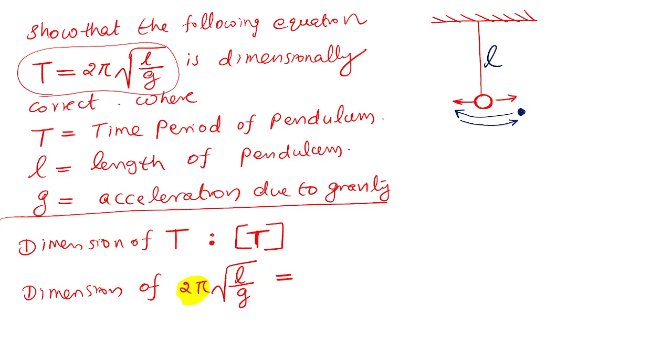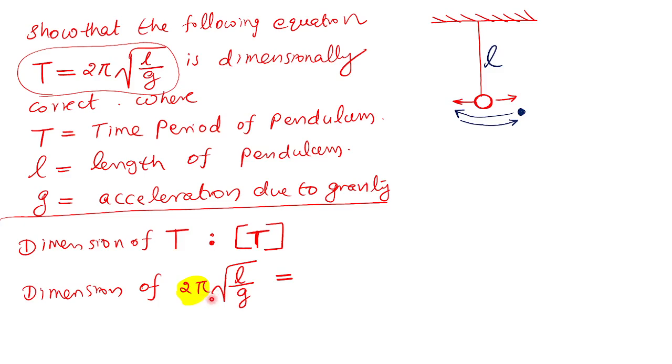2 pi does not have any unit. Pi is 3.14. We know that. Pi is a fixed number, a constant. Is the unit of pi centimeter, meter or degree Celsius? No. Pi does not have any unit.